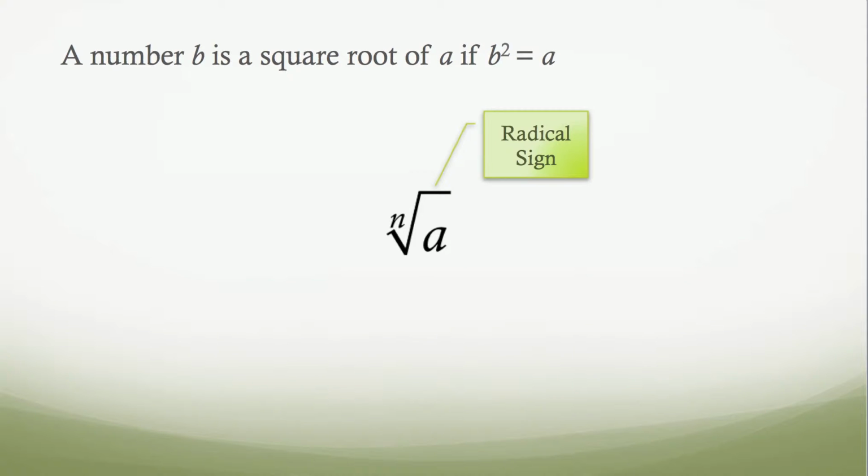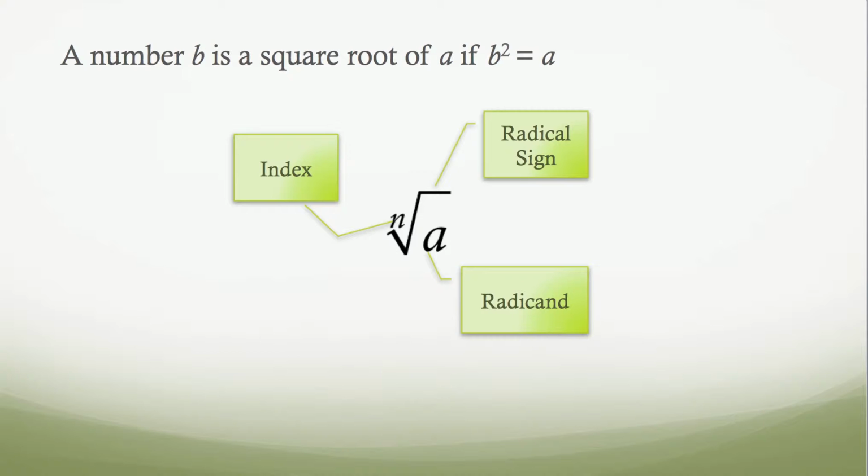We have our radical sign. The number underneath the radical is called the radicand. And then we have the index, and the index tells me what type of radical we're dealing with. In this lesson, we're going to talk specifically about square roots. And when we write a square root, we actually don't write any index in there. It's one of those things in math that's understood to be a square root.